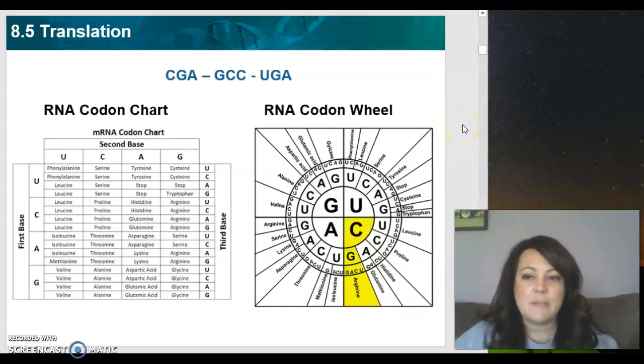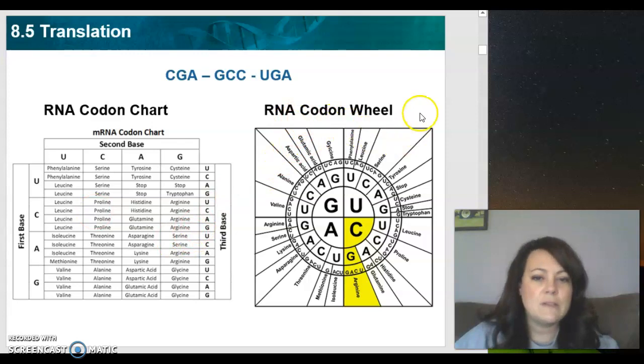Here are the examples side by side. This is what the RNA codon chart looks like, and this is what the codon wheel looks like. The chart, you find the first base, second base, third base, and then wherever that is. The RNA codon wheels, some of you are going to find it's a little bit easier to use.